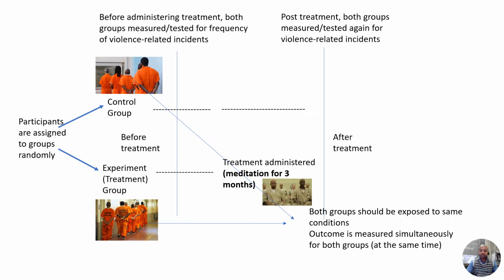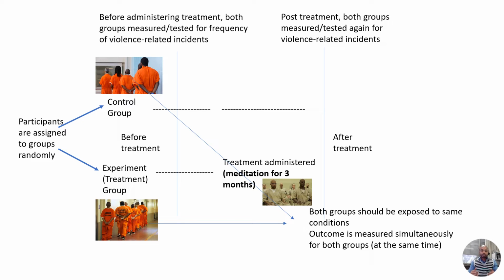The second characteristic of such a research design is that both groups should be exposed to similar conditions. What do I mean? You should try to control what we call the extraneous variables. For example, both groups should be in the same prison, experiencing the same kind of environment, so that you cannot identify any other factor with the impact of the meditation. So both groups should be in the same prison, in the same location, in the same weather conditions, maybe same living conditions, something like that.